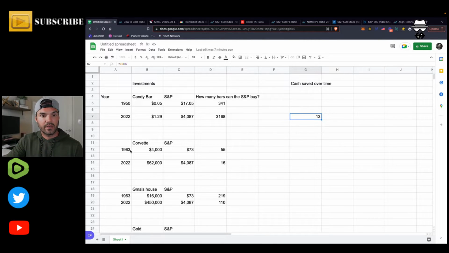So if we look at a Corvette in 1963, a basic Corvette was $4,000. S&P at that time was $73. You could already see the increase over those 13 years, right? In dollar terms, of course.